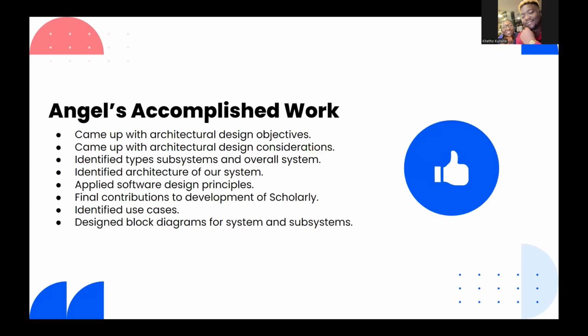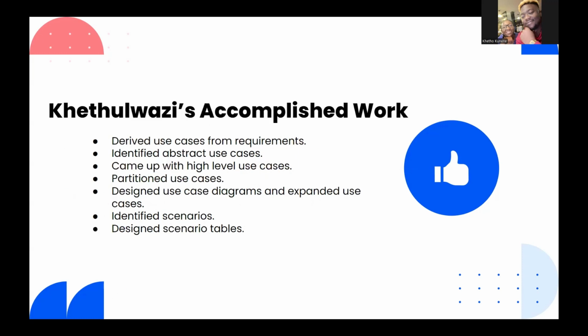For the accomplished work, Angel came up with the architectural design objectives as well as the architectural design considerations. He identified types of subsystems and overall system, identified the architecture of our system, applied software design principles, made the final contributions to the development of the scholarly application itself, as well as identified use cases, and designed block diagrams for systems and subsystems.